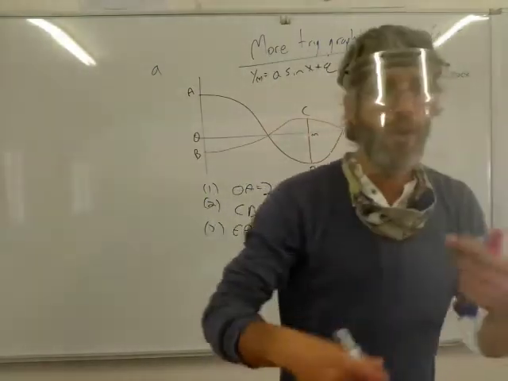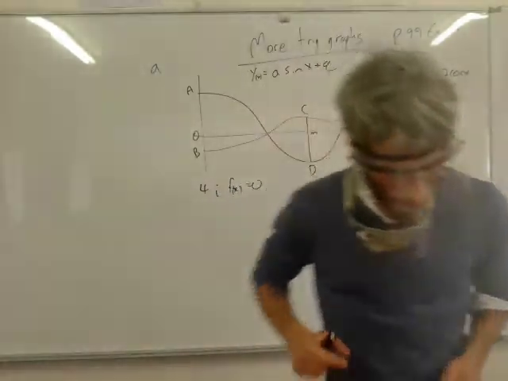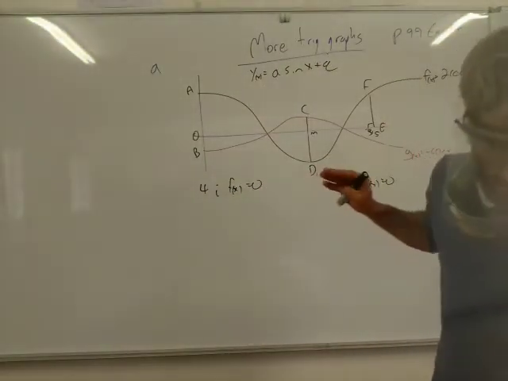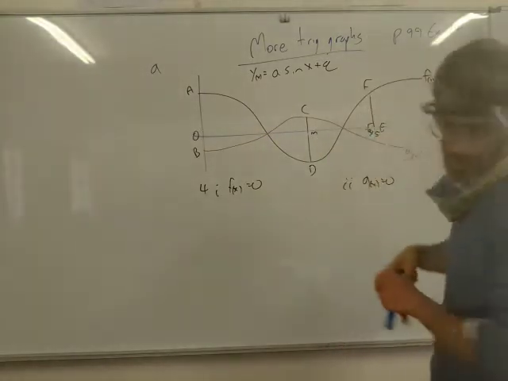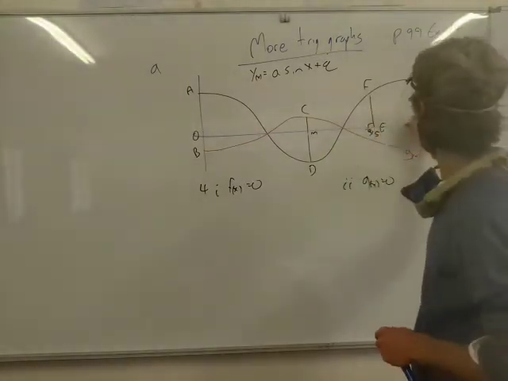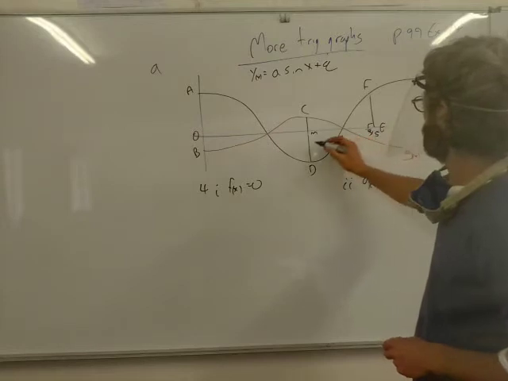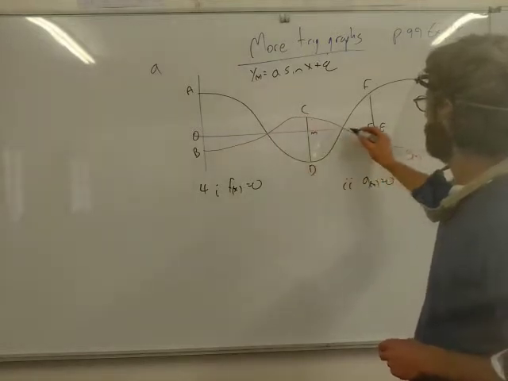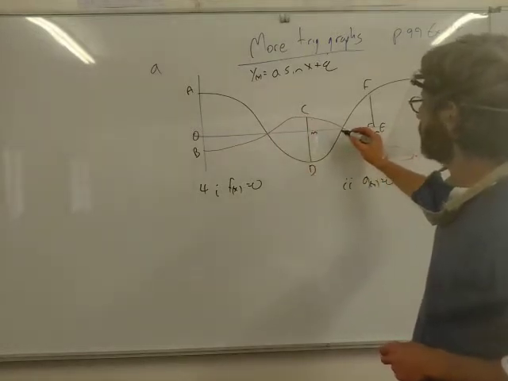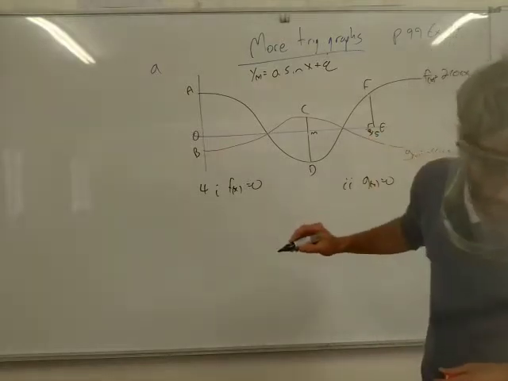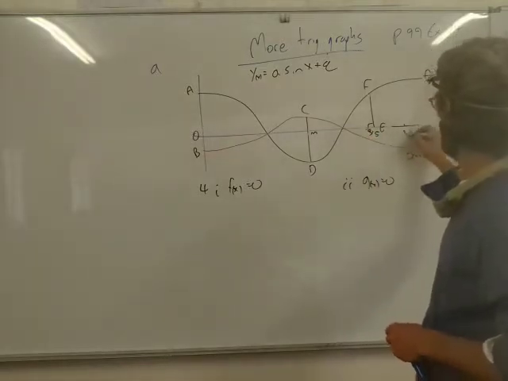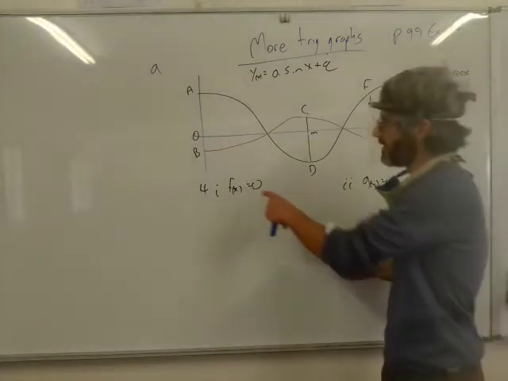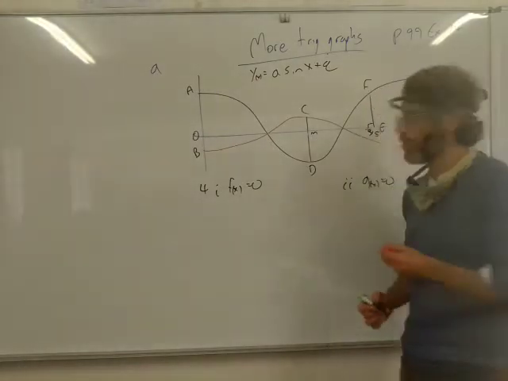I'm going fast, guys, but please pause me. Right, so now we're at 4, and they're asking us which values of x between 0 and 360. Where's 360 going to be? It's all cosine, so 360 is going to be somewhere there. So when are f and g going to be equal to 0?